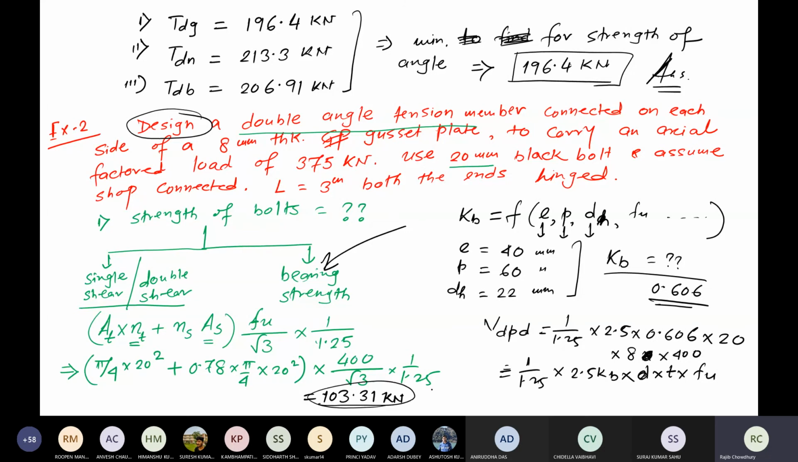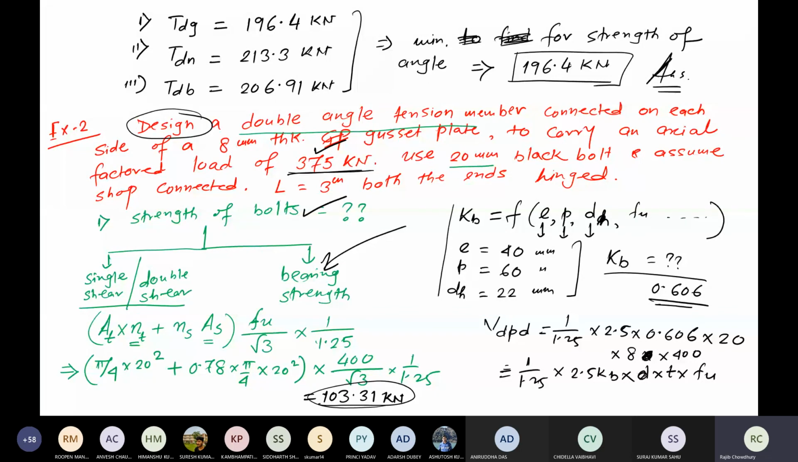So out of these two values, you have to take the minimum one and find out that this would be the design strength of the bolt. Sorry, it should be the design shear strength. It should be the design strength of the bolt. Now, how much is the force being applied over here? 375 kilonewton. So you can eventually calculate how many bolts are required. You have the applied factored force of 375, and you know the design strength of the bolt.